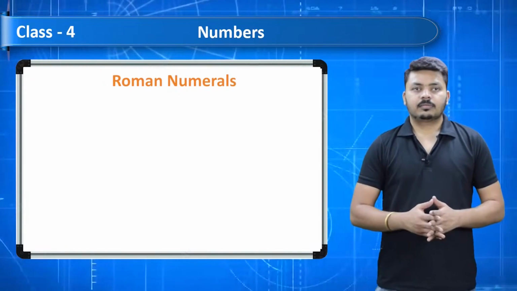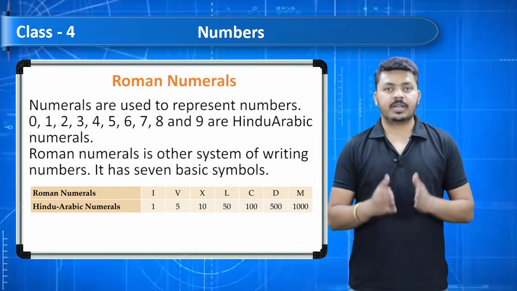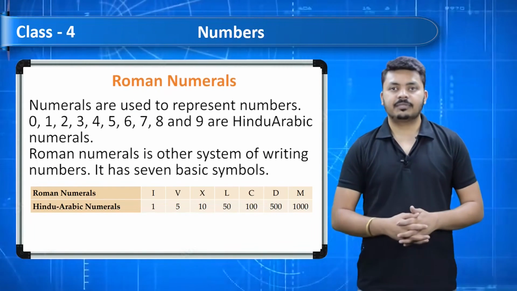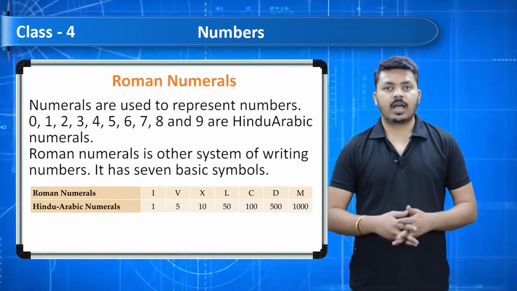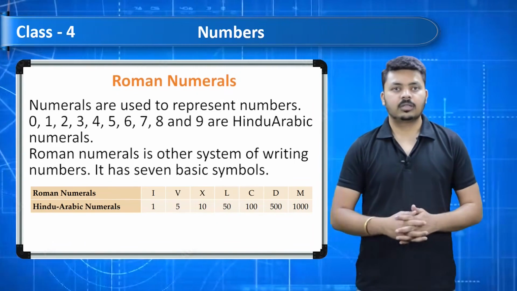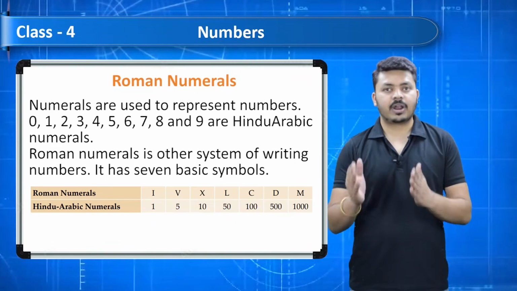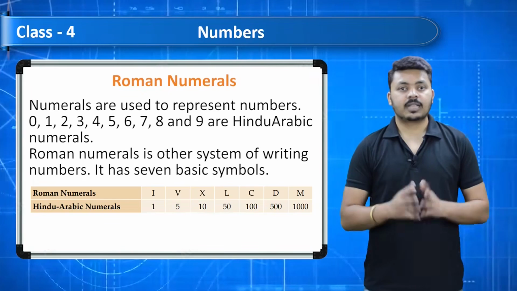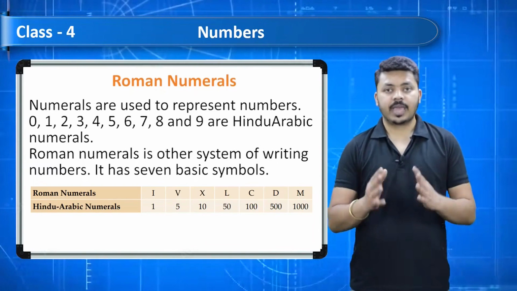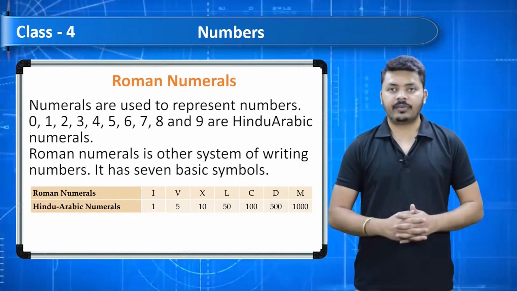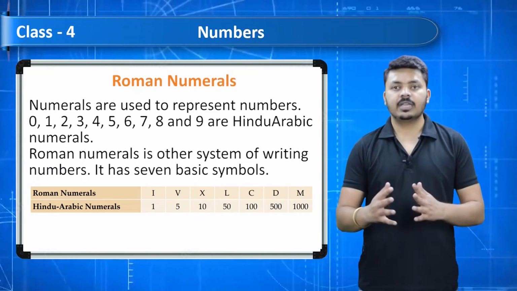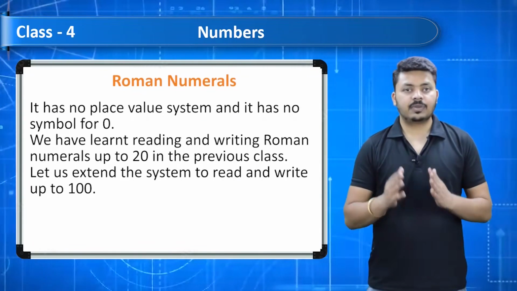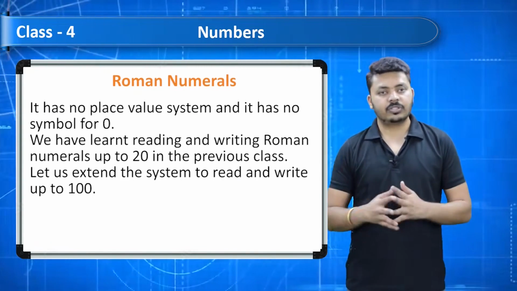Roman numerals. Numerals used to represent numbers 0, 1, 2, 3, 4, 5, 6, 7, 8 and 9 are Hindu-Arabic numerals. Roman numerals are another system of writing numbers. It has 7 basic symbols: I for 1, V for 5, X for 10, L for 50, C for 100, D for 500, M for 1000. It has no place value system and it has no symbol for 0.